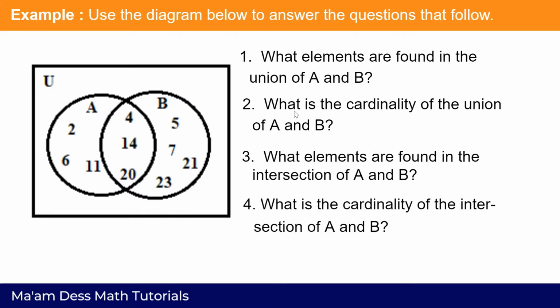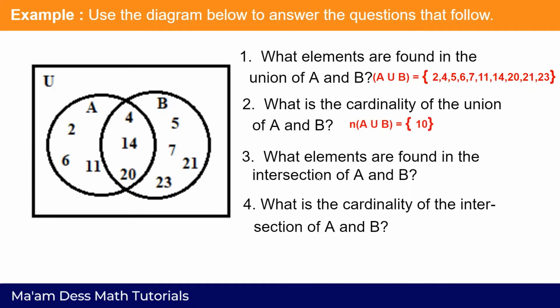Okay? So, I hope nasagutan po natin. Check natin ano yung sagot. Number 1, A union of B. We have 2, 4, 6, 7, 11, 14, 20, 21, 23. Union. Number 2, what is the cardinality of the union of A and B? So, hanapin lang po natin how many elements are there in A union of B. And that is our cardinality.